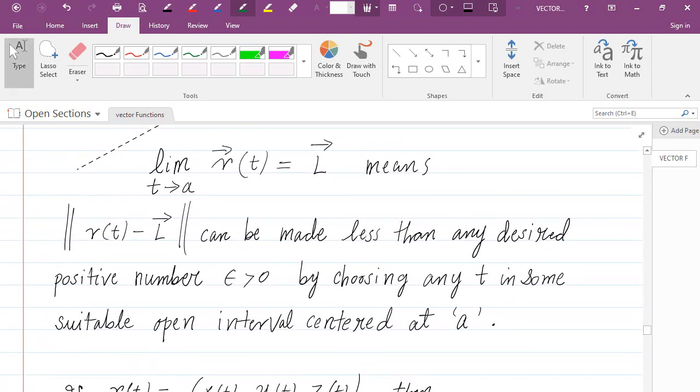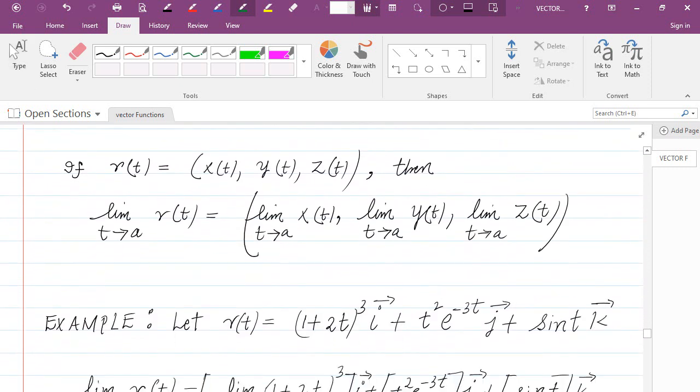So if R of t has components x of t, y of t, and z of t, then it turns out that the limit of R of t as t approaches a is the vector where the first component is the limit of x of t as t approaches a, the second component is the limit of y of t as t approaches a, and the third component is the limit of z of t as t approaches a. In other words, when you're taking the limit of a vector function, you can just take the limits of the components of the vector function.